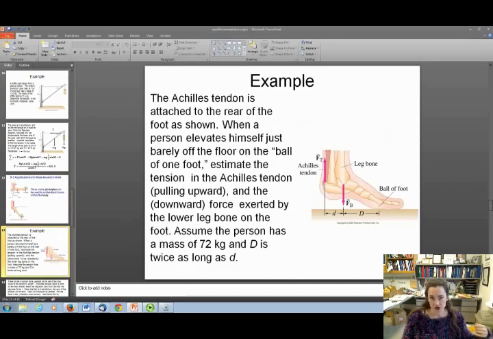Here, this is another one from your book. The Achilles tendon is attached to the rear of the foot right here, okay? And when a person stands on their tiptoes, just barely elevates themselves off the floor on the ball of the foot, they want you to estimate the tension in the Achilles tendon, which pulls upward, and then the downward force exerted by that lower leg bone, that big bone there on the foot. What you're to assume is that the person has a mass of 72 kilograms, and then the distance here between the ball of the foot and the leg bone, big D, all right, is twice as long as the distance in between the leg bone and the Achilles tendon, little d, all right?